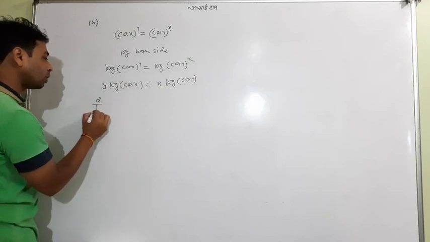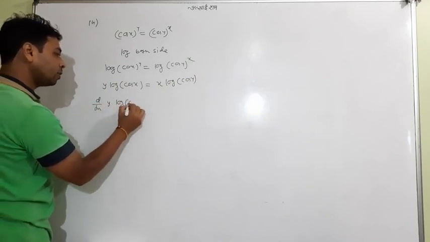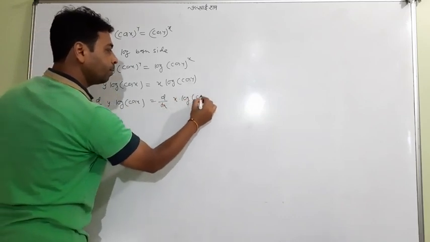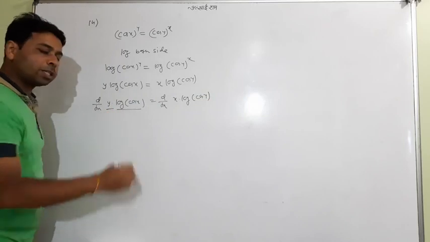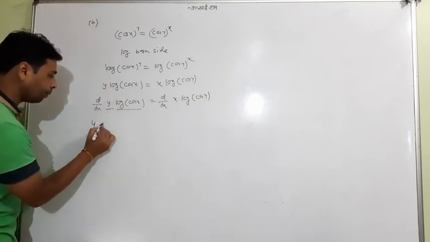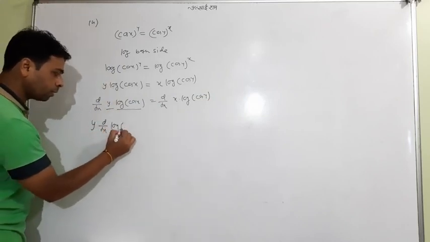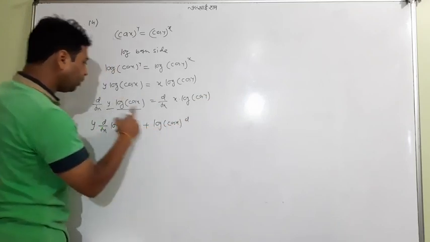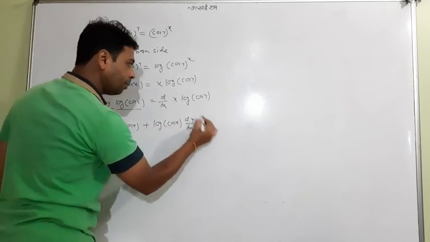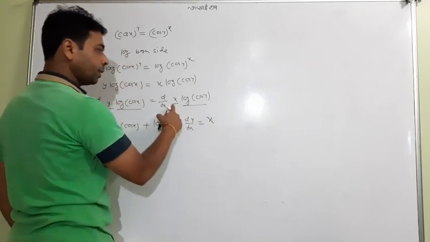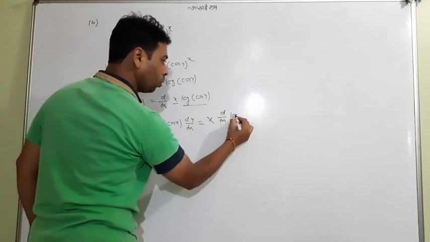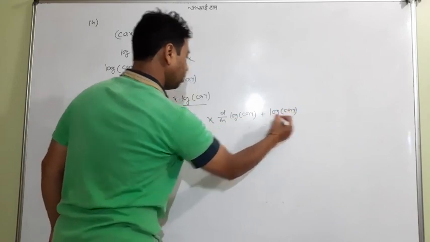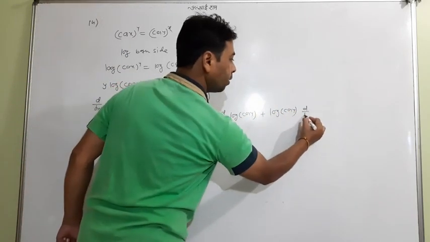Do differentiation on both sides, y into log cos x. Do differentiation here also. I did differentiation of both sides. Use a multiplication law. You understand? First function y, d by dx of log cos x. Second function log cos x, and differentiation of y is dy by dx. Same here. Two functions we have. First function is x, d by dx of log cos y. Plus second function is log cos y, d by dx of x is here.